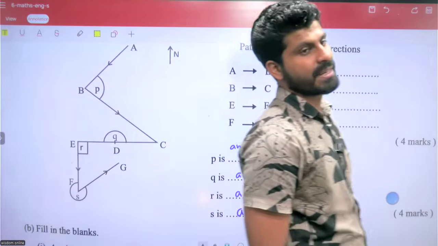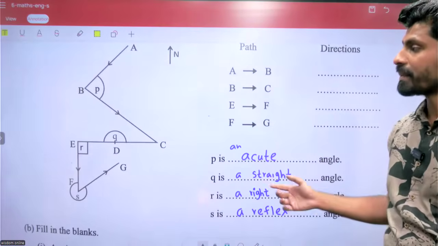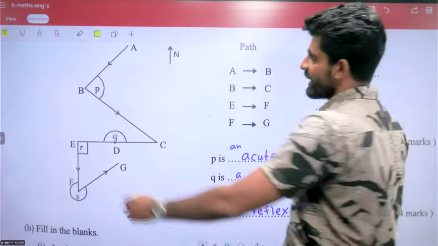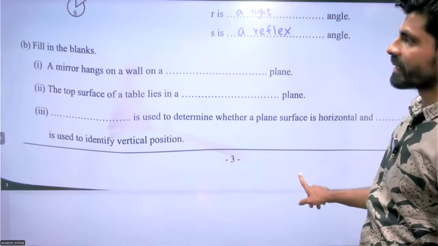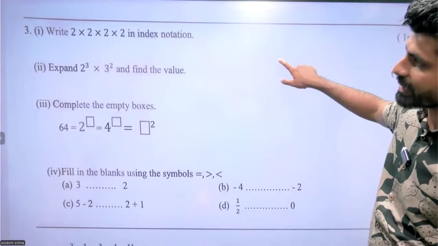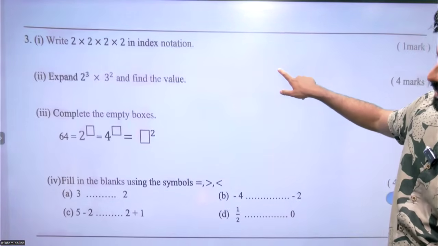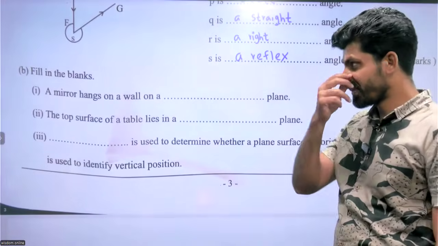Reflex angle. Now we can quickly move to the B part. Let's look at the B part, then we can move to question number 3. Question number 3 is very easy, right? So look at the B part.